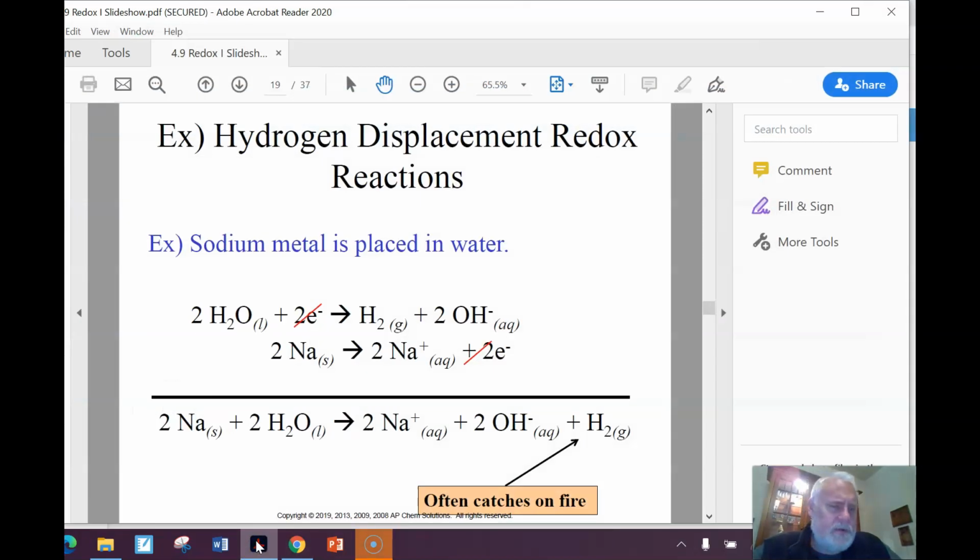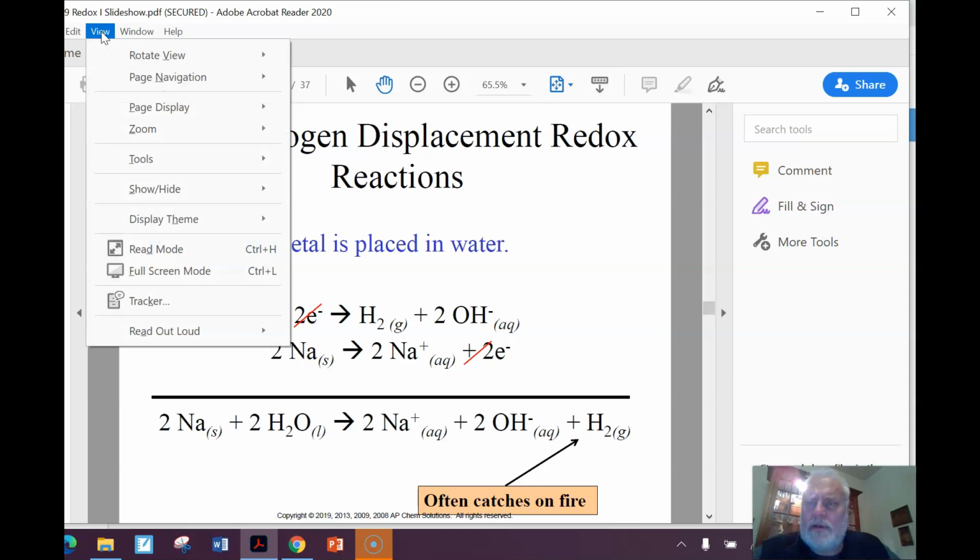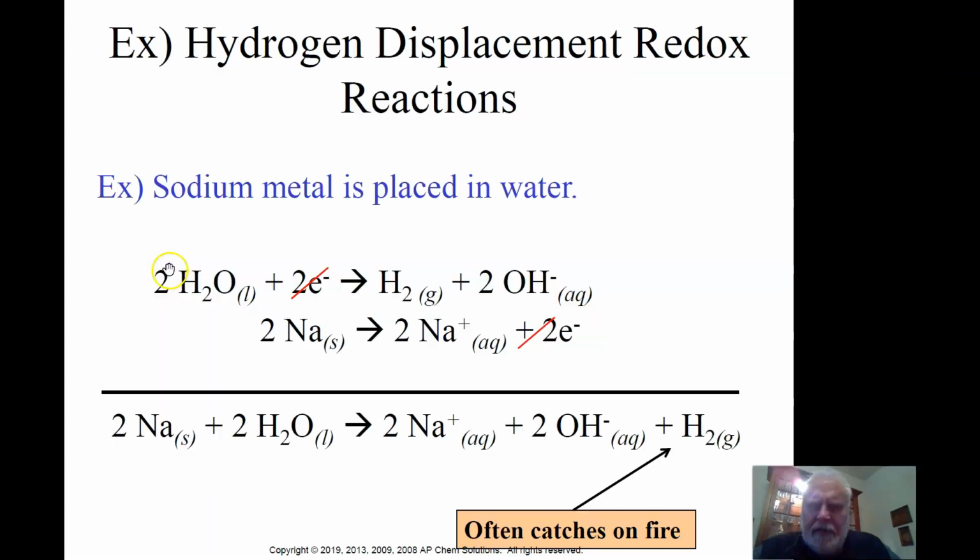All right, I hope you enjoyed that video showing that really nice explosion when that sodium metal hit the water. And now you can fully understand the chemistry of what was going on. The water itself was being reduced by gaining 2 electrons.